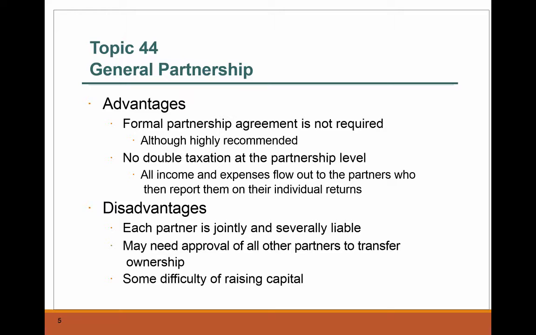For example, a general partnership is another type of business entity. One advantage is that you now have a formal partnership agreement, so there are particulars that are lined out. It's not required, but I would highly recommend it because then you have what each partner is bringing to the entity and what they're going to get out of the entity. The good thing is that there's no double taxation. If you remember, double taxation is in C Corps. But at the partnership level, there isn't, because all of the income and all of the expenses from the partners go through to their individual returns.